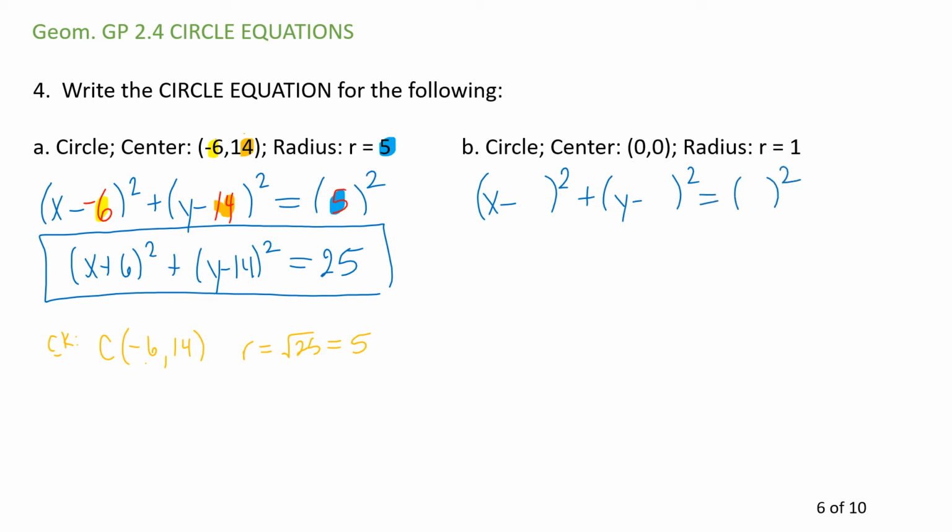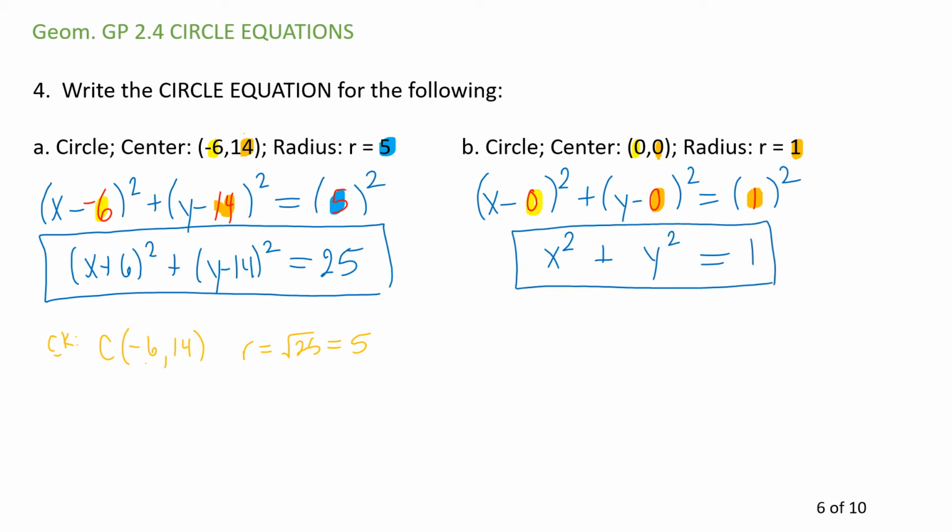Remember the formula. It's x minus something squared, y minus something squared equals something squared. So, plug in your 0, plug in your 0, plug in your 1. This is x squared, which I'm just going to write as x squared. y minus 0 squared is just y squared. Equals 1 squared is just 1. This is actually called the unit circle.